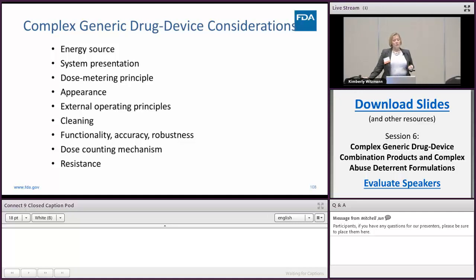So what's the functionality, the accuracy, and the robustness of the device? How does the dose counting mechanism, if one is there, work? What is the resistance for the device? For example, if it's a dry powder inhaler, what's the inhalation resistance profile for it?